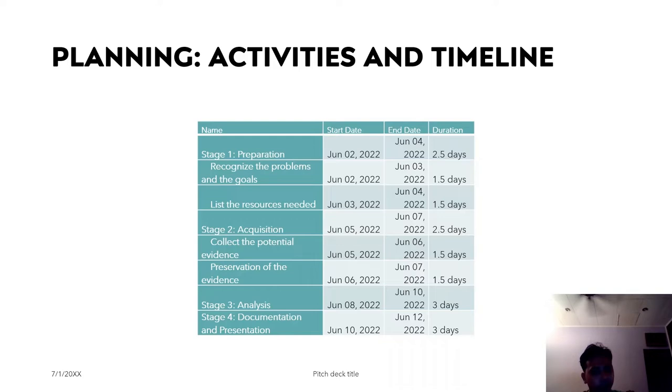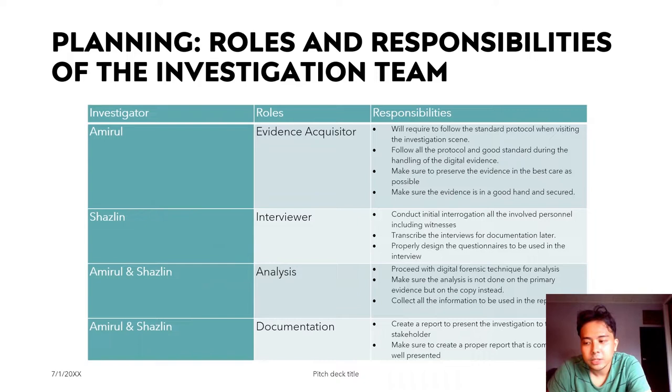In stage 2, we'll do the acquisition of the evidence. We try to collect the potential evidence and then preserve it. Stage 3 is to analyze the evidence using forensic tools, and stage 4 is for documentation and presentation. Another aspect of planning is to assign the roles and responsibilities of the investigation team.